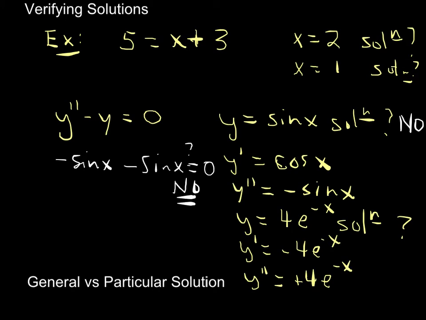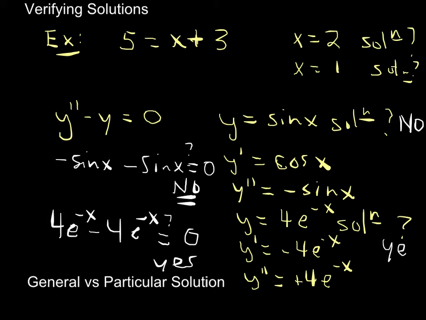I could check to see if it's in this form. So y double prime is e to the minus x. Then the original one, minus the original y, is this guy right here. So minus that, which is going to be 4e to the minus x, and then I can ask myself, is it equal to 0? And I go, yes. So this one, yes, is the answer to this guy here. Yes, it is a solution. That's a very basic skill, and you'll see that in homework.